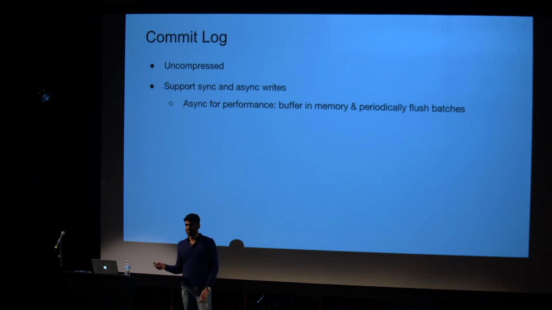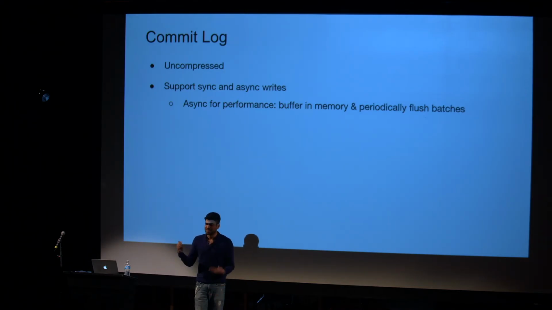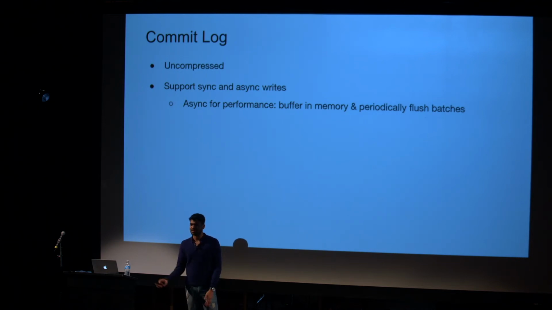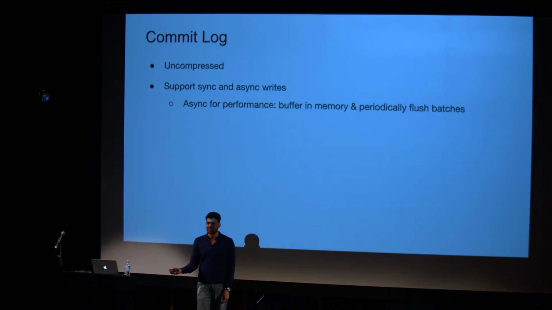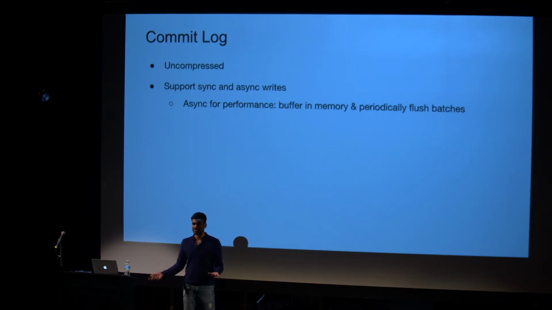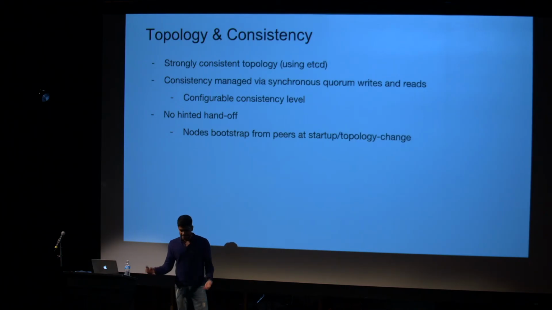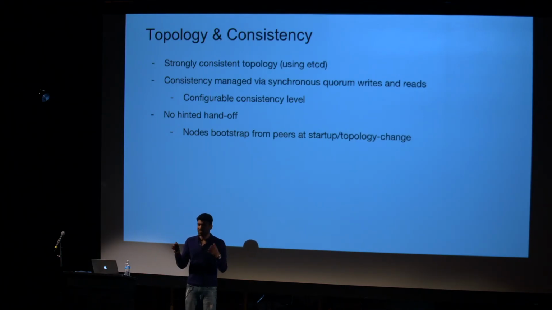Commit log is uncompressed for data. We compress IDs a little bit just to save some space. It supports both asynchronous and synchronous mode. Again, pretty common in most databases. If you need the durability, you run in synchronous mode. If you need the performance, you run in asynchronous mode. Batch your writes up and periodically fsync them. That sort of explains a single node.